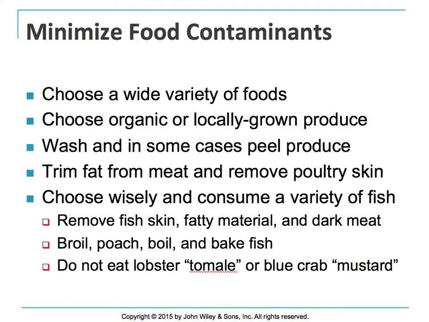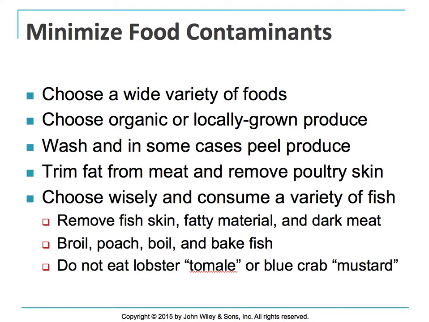Minimizing food contaminants. To minimize food contaminants, it's important to choose a wide variety of foods. If you only eat apples, or only eat apples from one local farm, and that local farm has any sort of contamination issues with apples, you're going to get a lot sicker than somebody who maybe has an apple some days and then an orange and then some grapes, because you're going to have a higher concentration of that contaminant in your body.